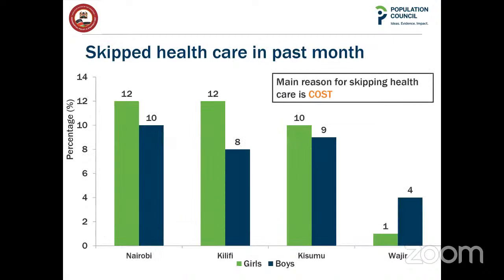What also came through in the data was that around 10% of adolescents reported not having access to healthcare services that they would otherwise have needed during the pandemic. Girls were more likely to skip healthcare across all the sites, apart from Wajir. The main reason for skipping healthcare was cost, followed by a lack of services or medicines, or fear of being infected by COVID.